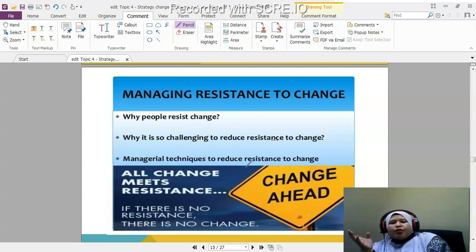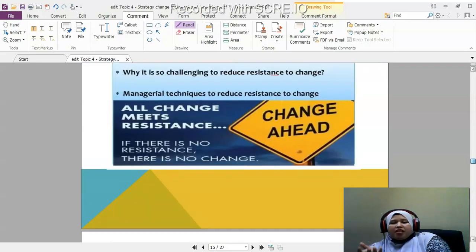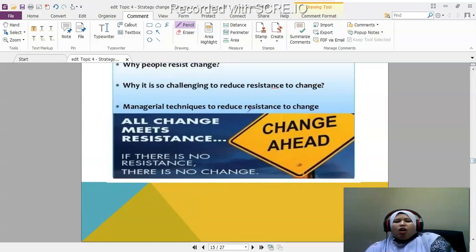Managerial techniques to reduce resistance to change. What are the techniques? Okay, untuk mengurangkan resistance to change. Maksudnya, apa tu? Ada employees yang dia tak nak berubah tu, apakah cara yang sesuai? Okay, all change means resistance. If there is no resistance, there is no change.